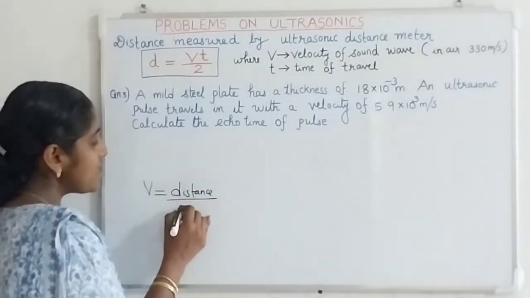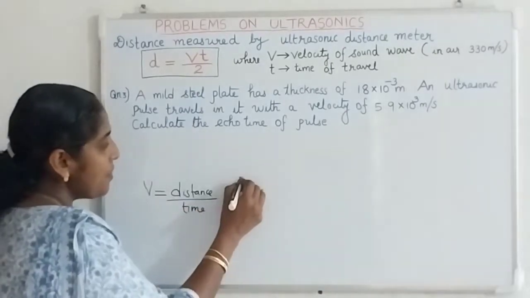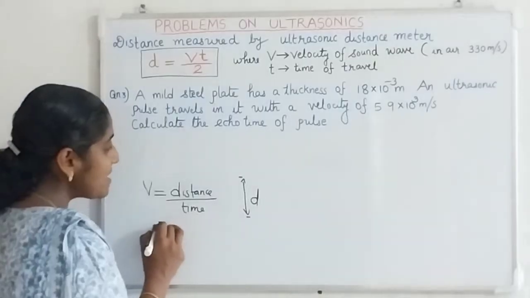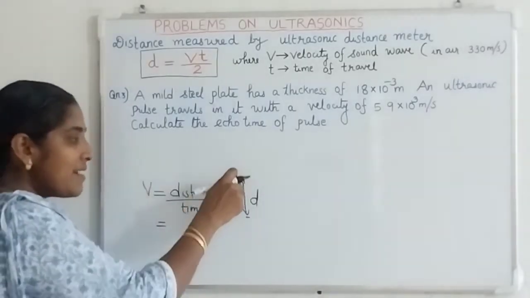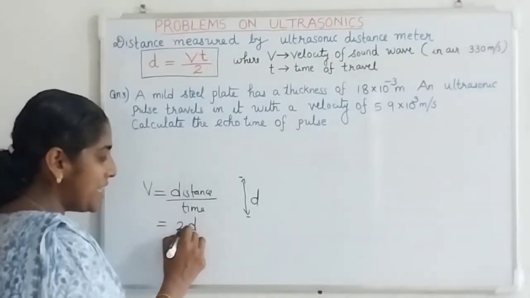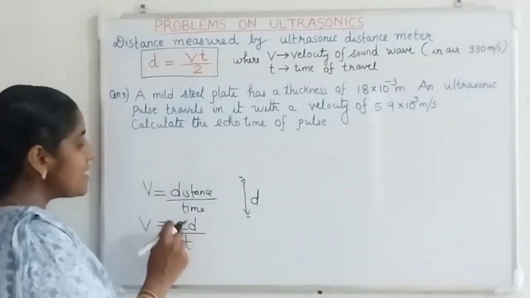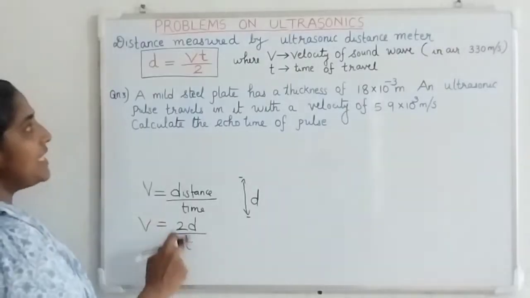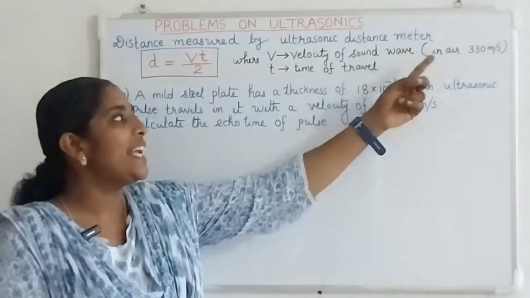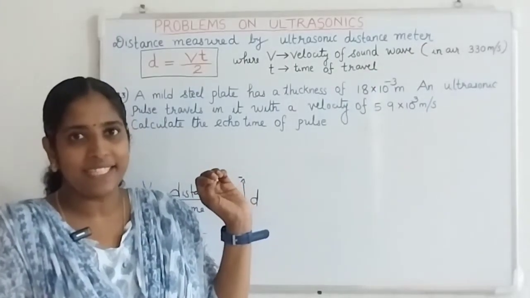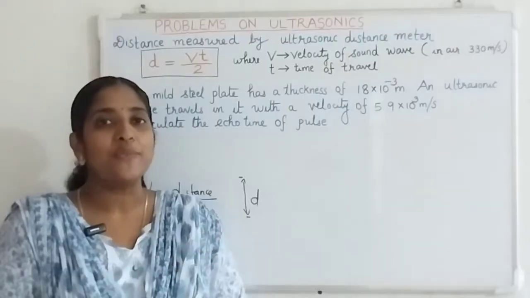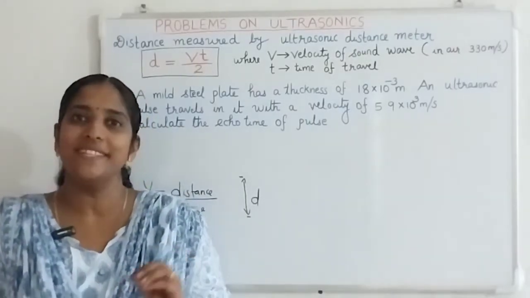Now here, what is the distance traveled? From the starting point to the final point, let the distance be d. Now the distance traveled to send the ultrasonic beam and receive it will be 2 times d. So the distance d will be vt divided by 2, where v is the velocity of the sound wave. In air, the velocity of sound wave is 330 meter per second and t is the time of travel, that is the time taken to send the ultrasonic beam and receive it.